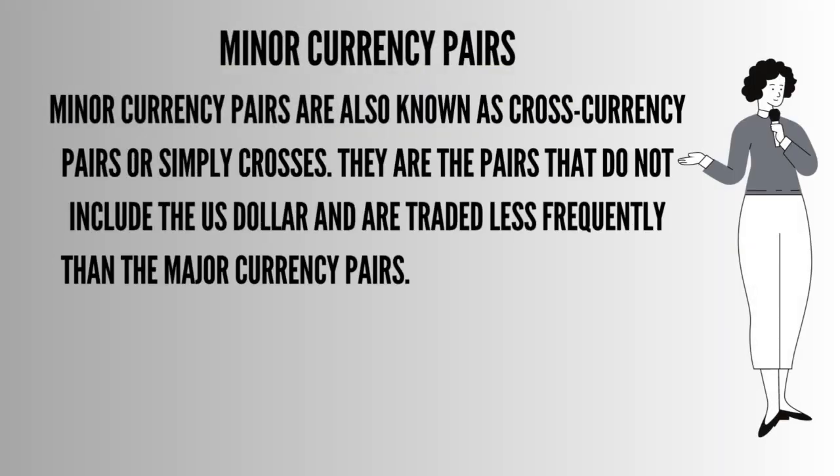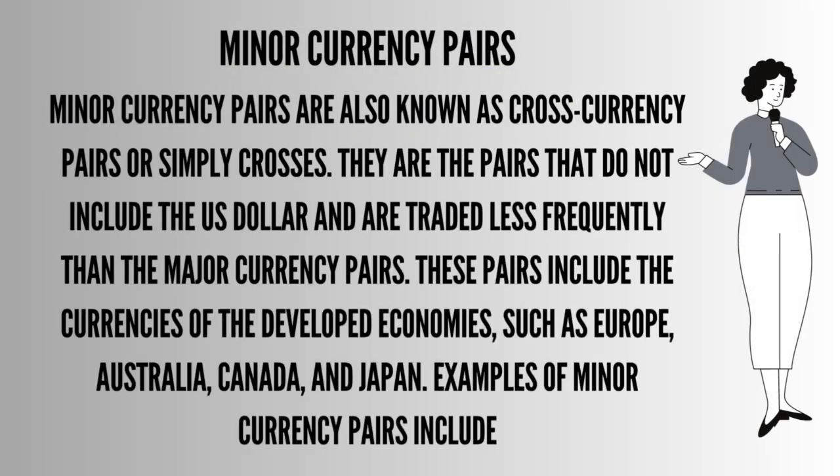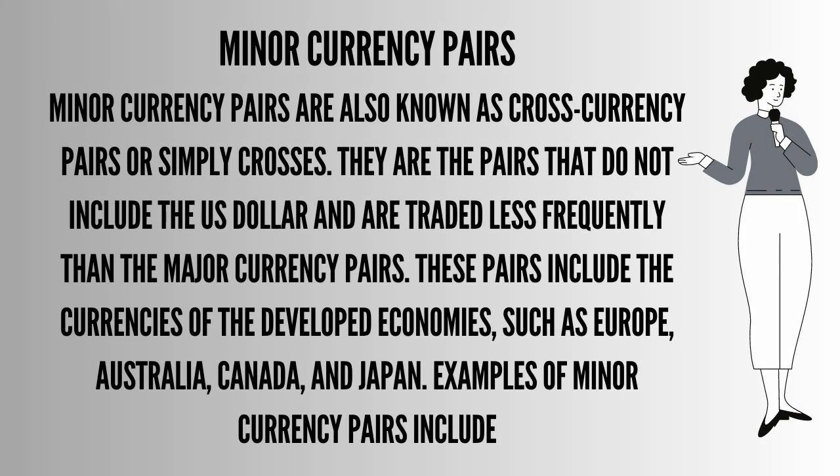Minor currency pairs. Minor currency pairs are also known as cross-currency pairs or simply crosses. They are the pairs that do not include the US dollar and are traded less frequently than the major currency pairs. These pairs include the currencies of the developed economies, such as Europe, Australia, Canada, and Japan.